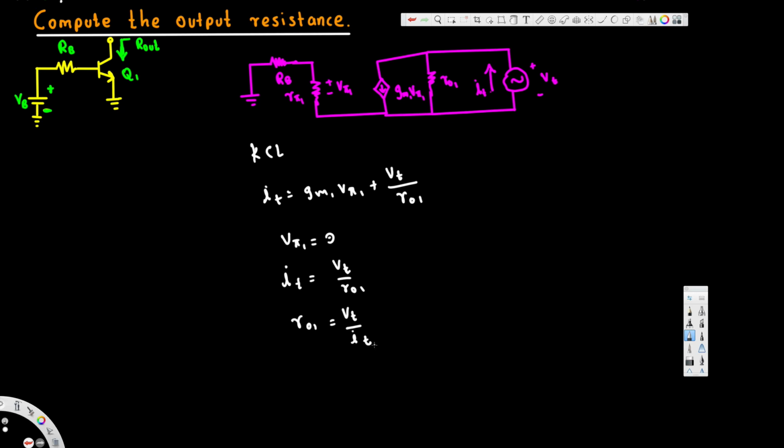VT over IT is the R out. So finally we can say R out is equal to RO1, and that's the final answer.